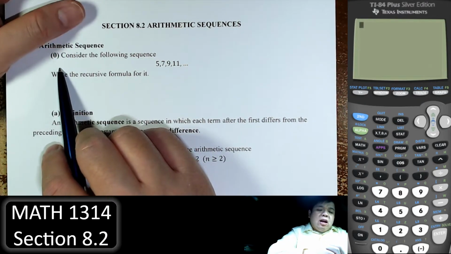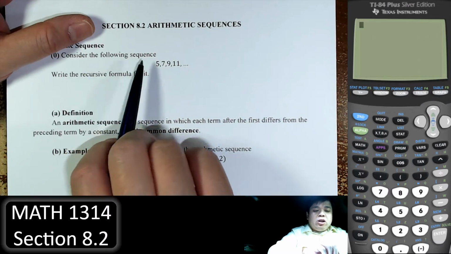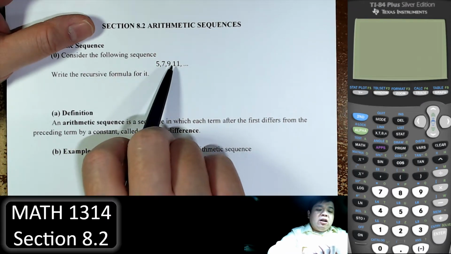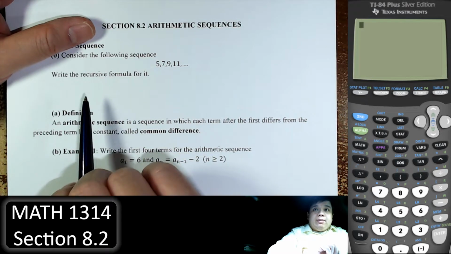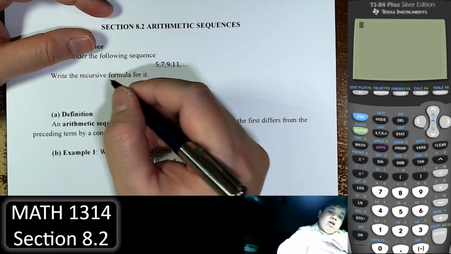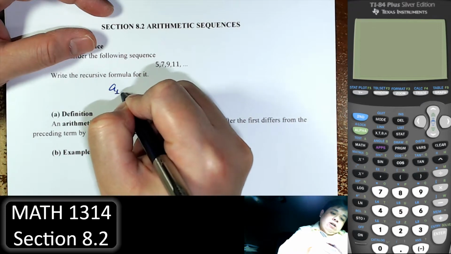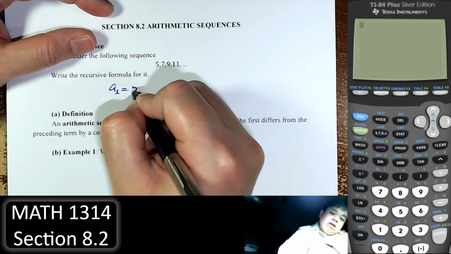Let's look at the first example. Consider the following sequence: 5, 7, 9, 11, and so on. Write the recursive formula for it. Well, we know the first term is going to be 5 when n equals 1.